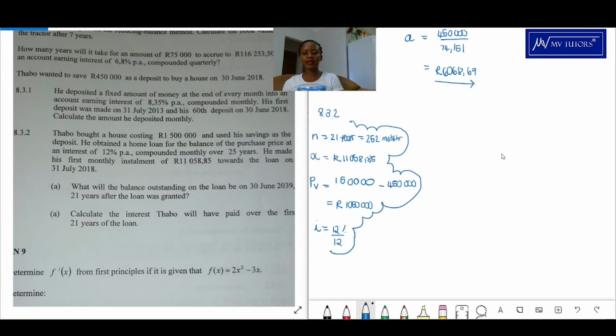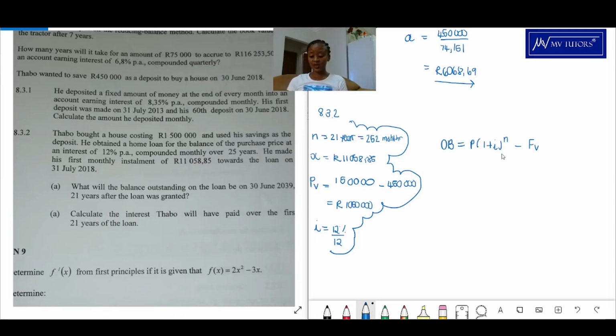Okay, so the equation for outstanding balance, I'm just going to say OB. Basically, this loan that they have given him, remember there's an interest applied to it for that certain amount of time. So you need to factor this in, and then you need to subtract the monthly payments that he has been making. I'm going to use the future value equation.